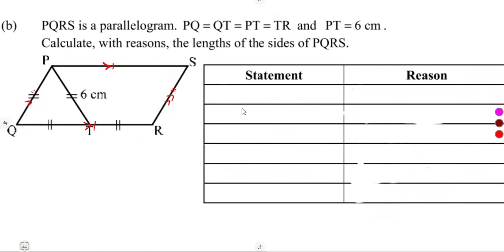But later on, they gave us another piece of information. PQ is equal to QT. From this one, PQ is equal to QT is equal to PT is equal to TR. It's another piece of information that you are given. Meaning to say, if this is 6 centimeters, it means also this is 6 centimeters. This is also 6 centimeters. From T to R, it is also 6 centimeters.